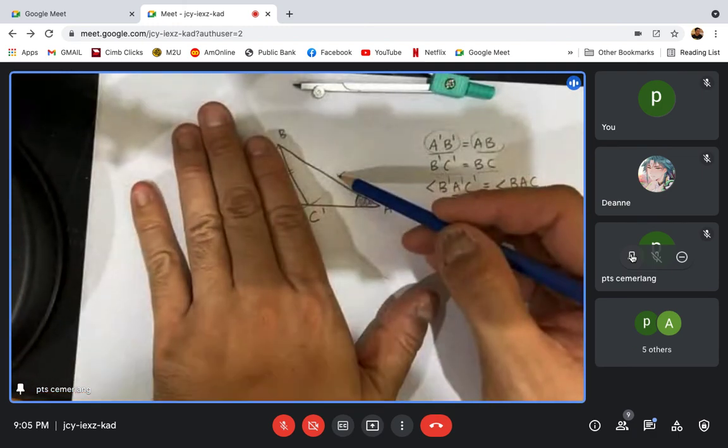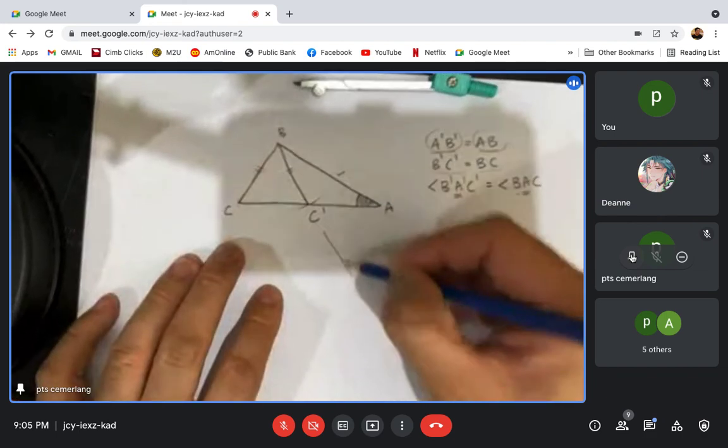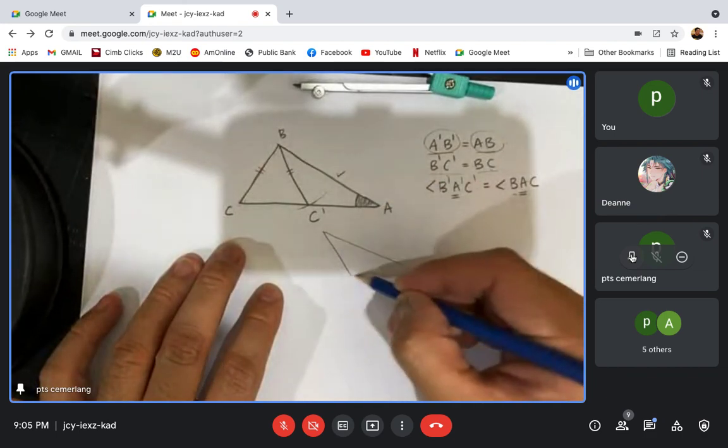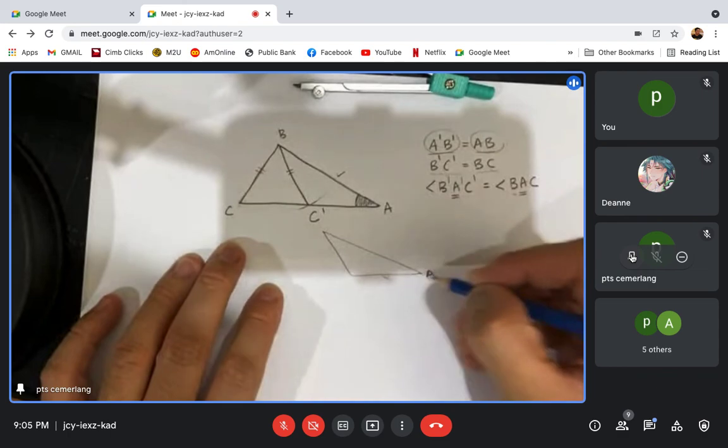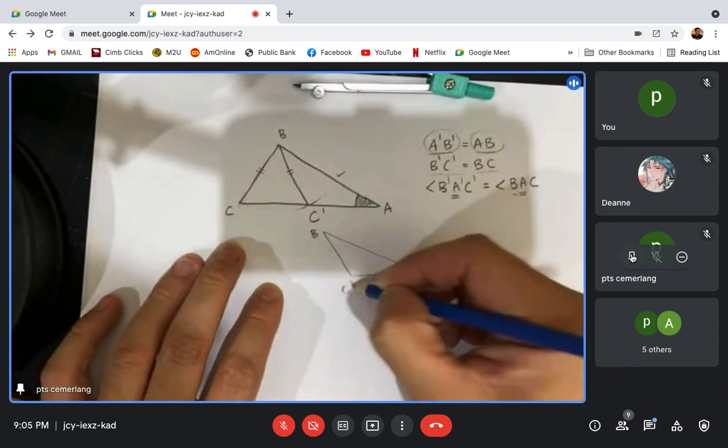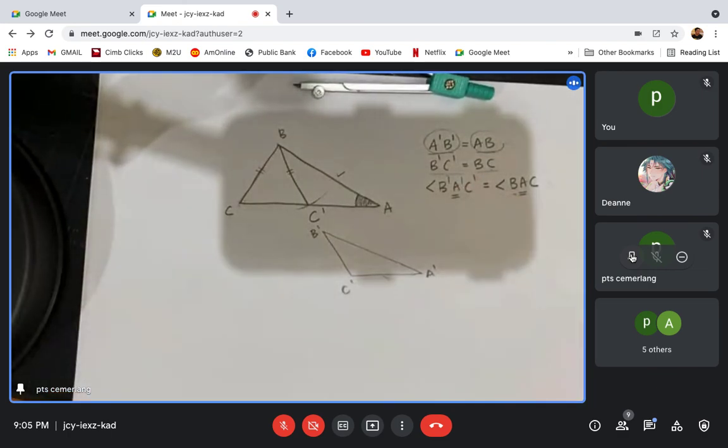How do you draw in your exam? You tambah lah. You buatlah segitiga yang macam ni. Lukis balik. And then labelkan. This is your A. This is your B. This is your C prime, B prime, and A prime. Okay? So this is your triangle.